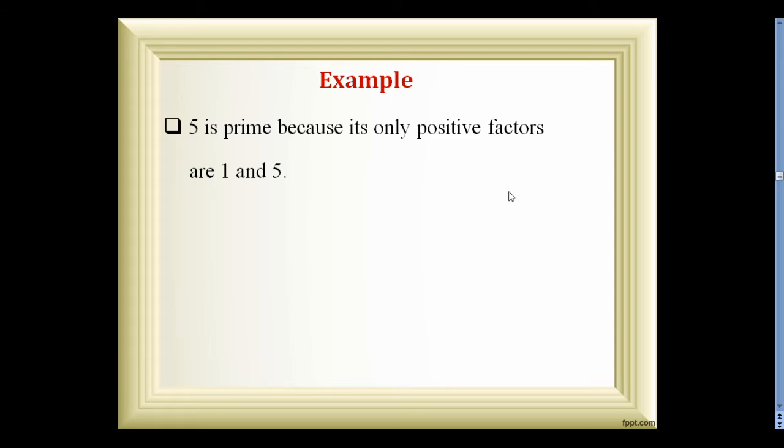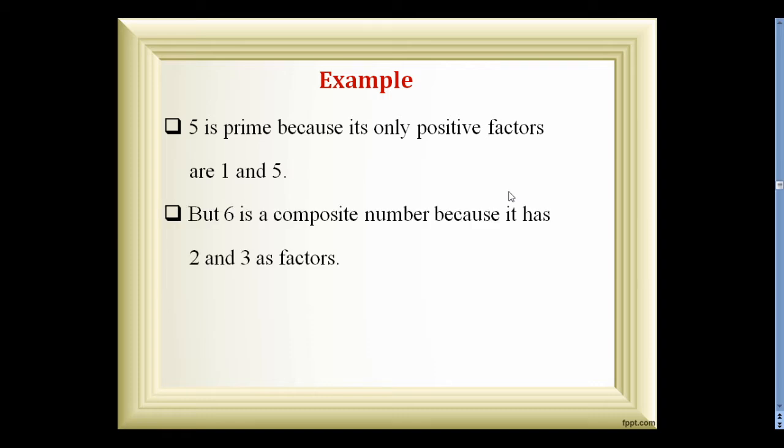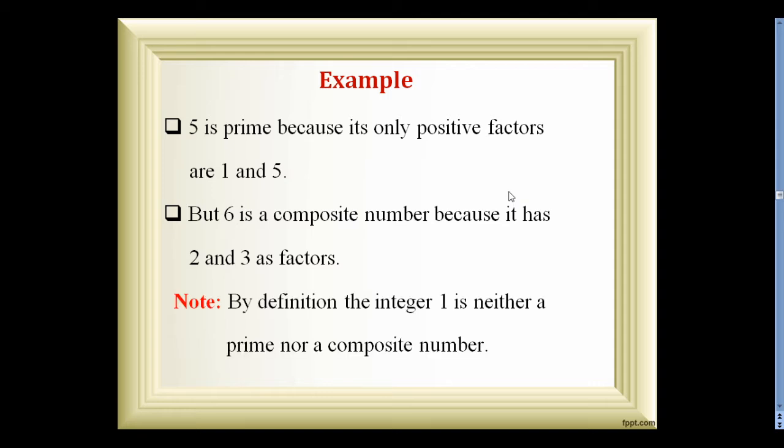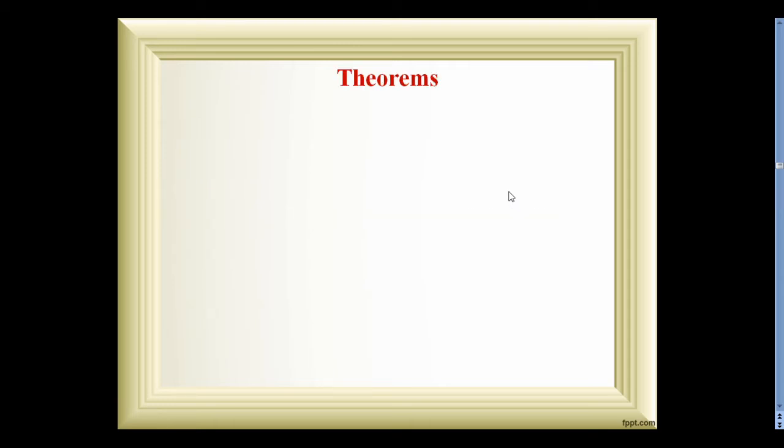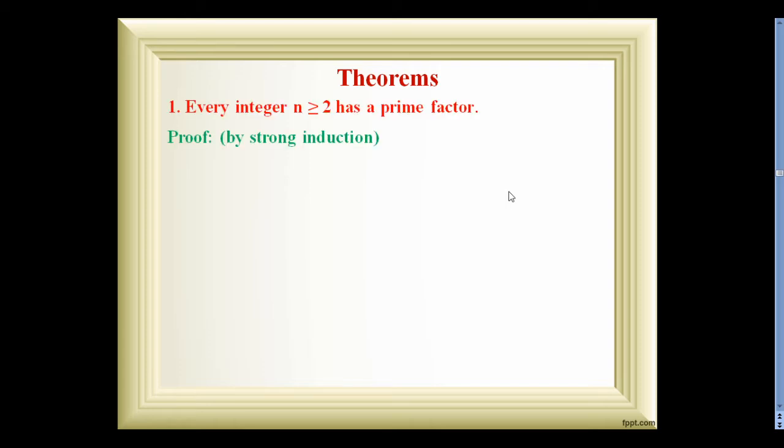Example for prime. 5 is prime because its only positive factors are 1 and 5. But 6 is a composite number because it has 2 and 3 as factors. So note by definition, the integer 1 is neither a prime nor a composite number. We'll see theorems under prime and composite numbers.